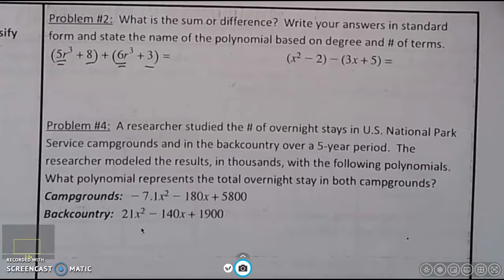I'll give you guys 1 more minute. Please help each other out. Make sure your teammates understand how to do this.